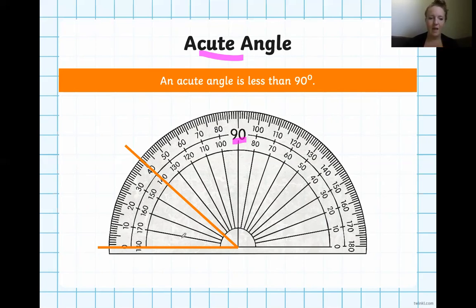Now this angle is going towards the left, but we could do the same thing if it was going towards the right as well. Again, sorry, it's not an absolute straight line. But here I've still made an acute angle at 20 degrees there.